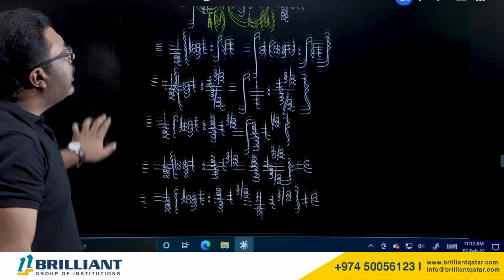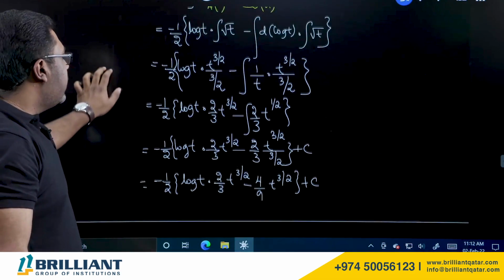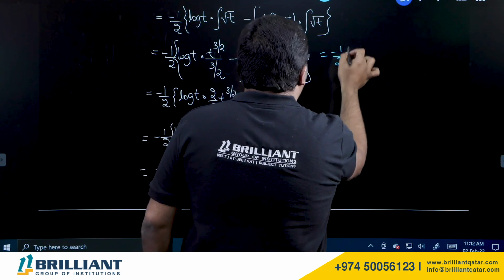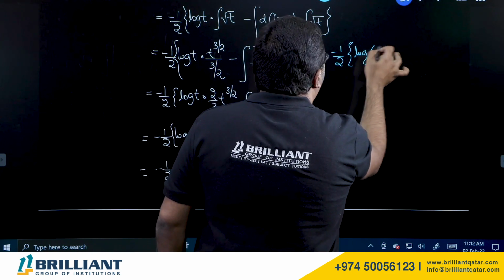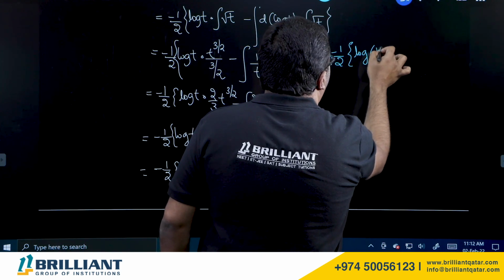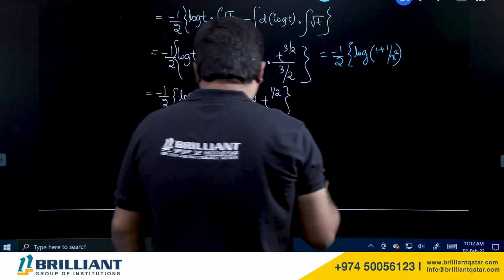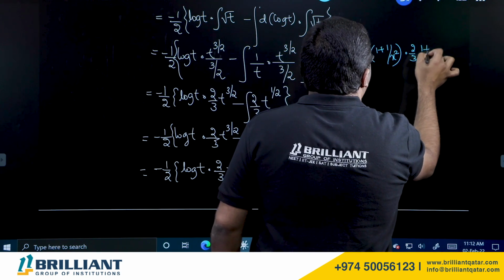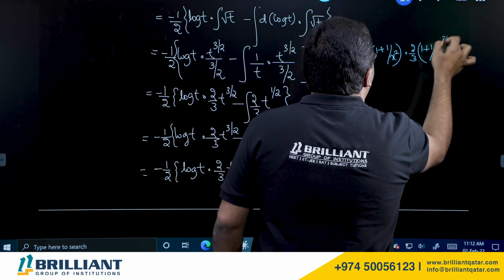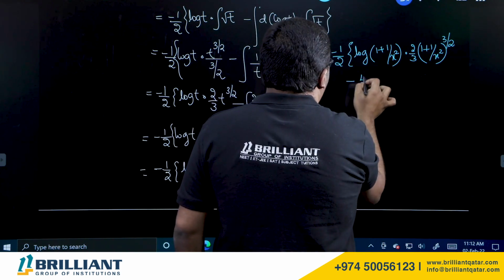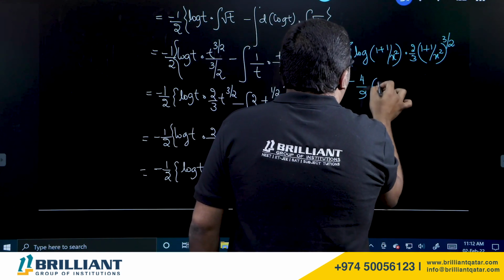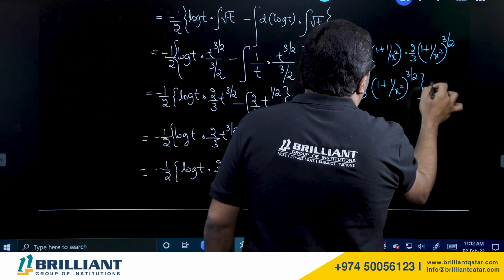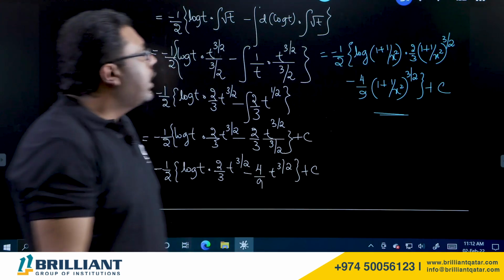Substitute t is equal to 1 plus 1 by x squared. Substitute back, all of you. That is equal to minus 1 by 2 log of 1 plus 1 by x squared into 2 by 3 1 plus 1 by x squared raised to 3 by 2 minus 4 by 9 1 plus 1 by x squared raised to 3 by 2 plus c. I think this is the answer.